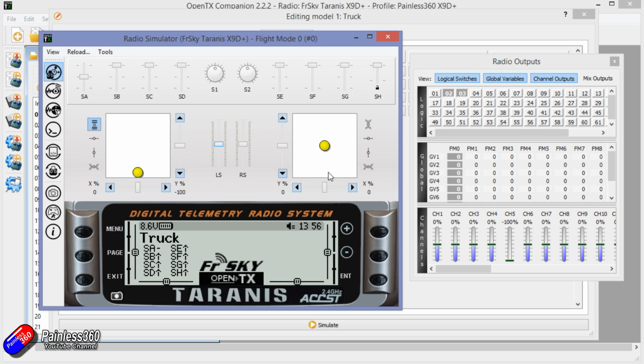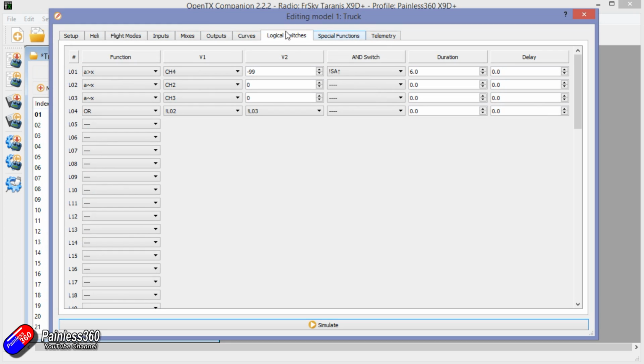So hopefully, Gary, that helps you. Surprise, surprise, OpenTX will let you do it. There's probably other ways to crack this one, but that is the way that I would do it.